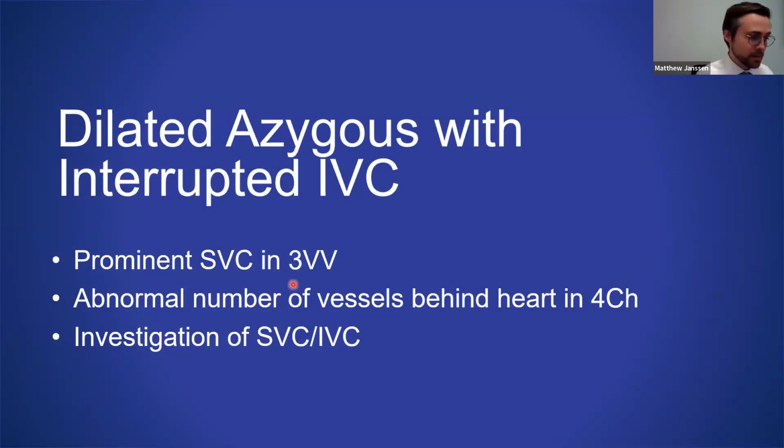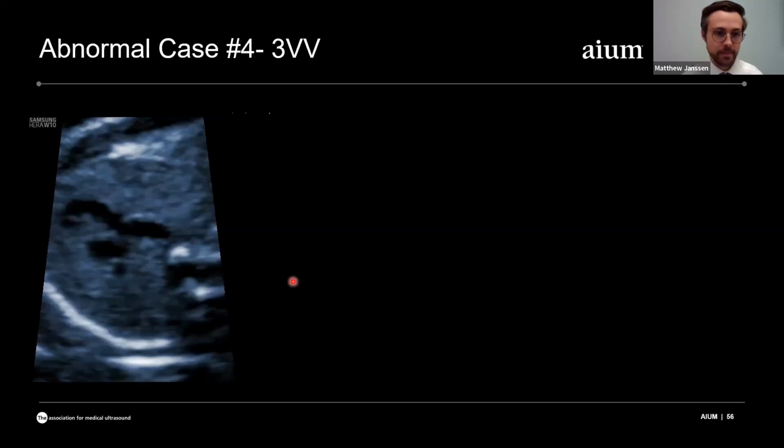And the way that appears, as we just went through in the 3-vessel view, is with that prominent SVC and the abnormal number of vessels behind the heart in the 4-chamber. And so for case number 4, again, we go to the 3-vessel view. And we start going through our systematic approach and we say, okay, we see 3 vessels here.